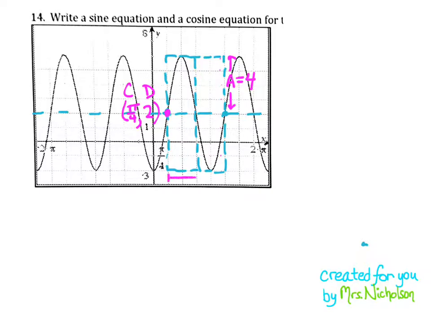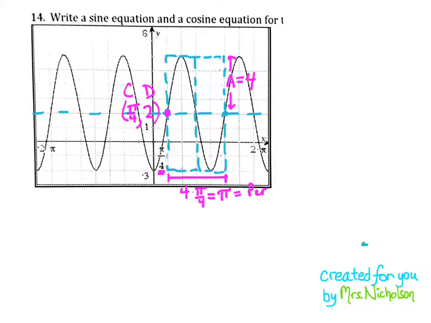Now the period is how wide the window pane is. And here my window pane is 1, 2, 3, 4 squares wide. And then if I look at my units, each square is pi over 4. So I have 4 pi over 4s. And my 4s cancel out and I'm left with pi. And that equals the period.